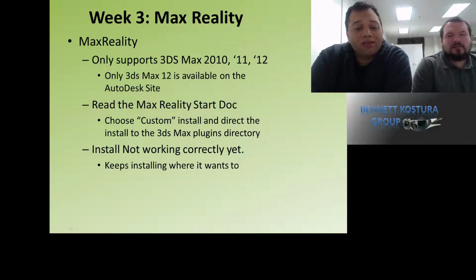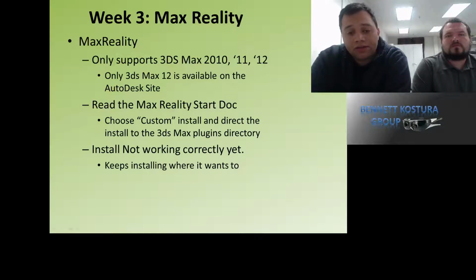So first, we started off with 3ds Max 13, and nothing was working. We looked around the custom install this time for Max Reality and found that you only get the plugins for 3ds Max if you do a custom install. We were also enlightened to the fact that version 6.1, which is the only one that's available right now, only supports 3ds Max versions 2010, 2011, 2012. So we went ahead and uninstalled 2013 and put in 2012.